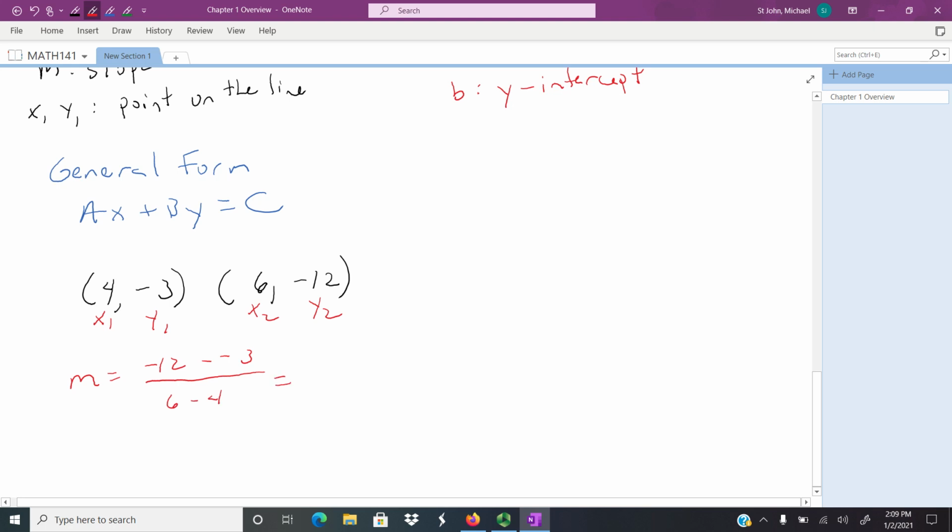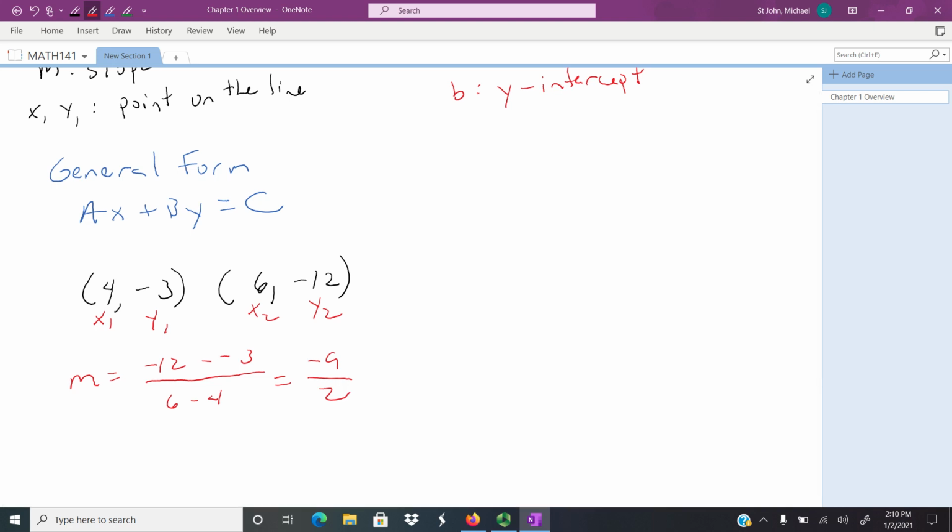So minus 12 minus a minus 3, remember two negatives make a positive, so this is going to be minus 12 plus 3, which gives me a minus 9. 6 minus 4 is going to be 2. So my slope is a minus 9/2, right?